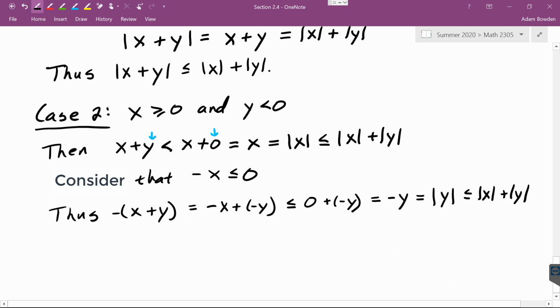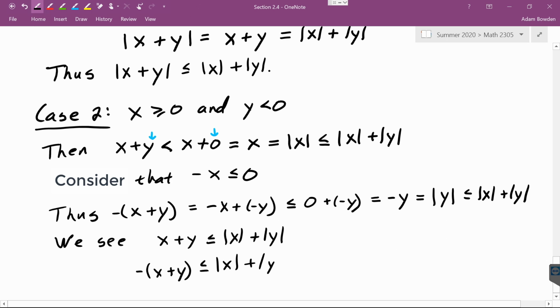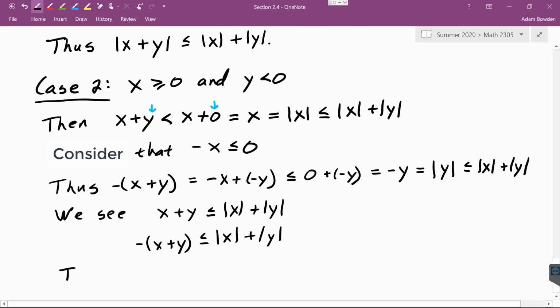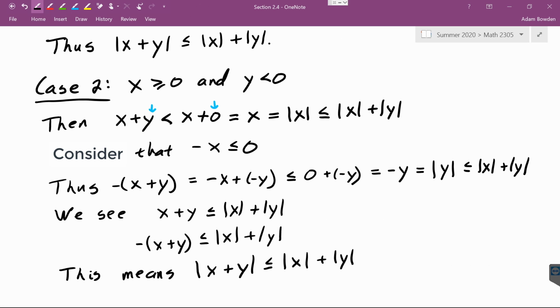So what we've shown here is that x plus y is less than or equal to the absolute value of x plus the absolute value of y, and negative x plus y is less than or equal to the absolute value of x plus the absolute value of y. This means the absolute value of x plus y has to be less than or equal to the absolute value of x plus the absolute value of y. To show that, I've had to show it for both the positive x plus y and the negative x plus y. Both of those are less than or equal to, and so it's true for the absolute value in this case.